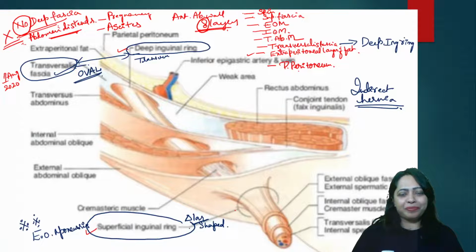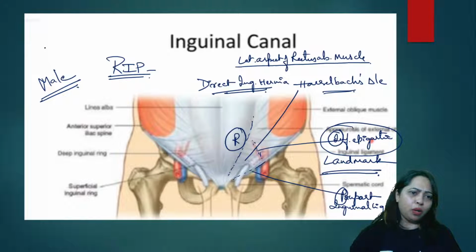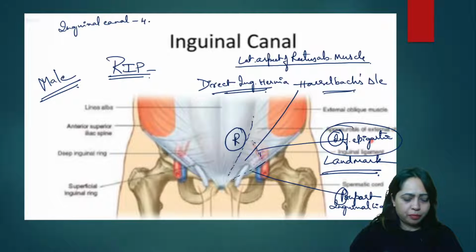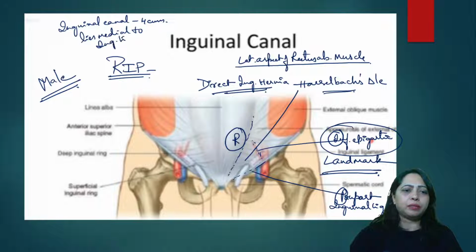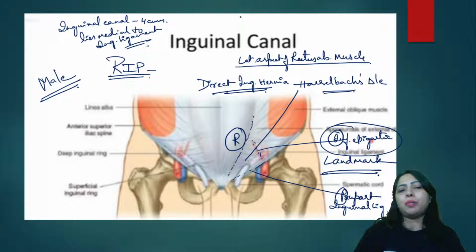All right, next one. Here we have some nice questions. Before that, I also wanted to tell you how long the inguinal canal is. The inguinal canal is about 4 centimeters, and it lies medial to the inguinal ligament. This is something you need to remember. When you join the deep and the superficial inguinal rings, you get the inguinal canal. With this information, let's move on to the next question.